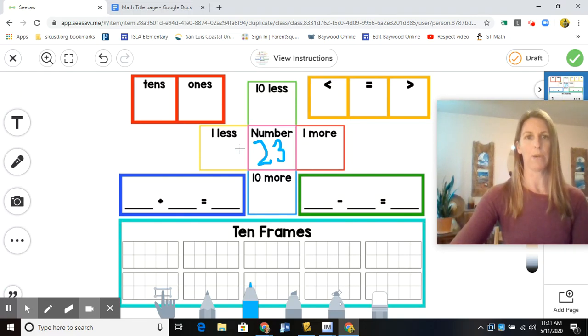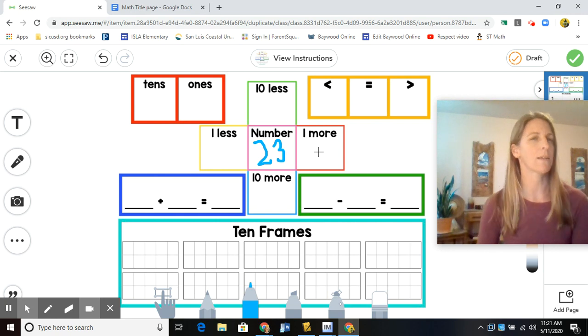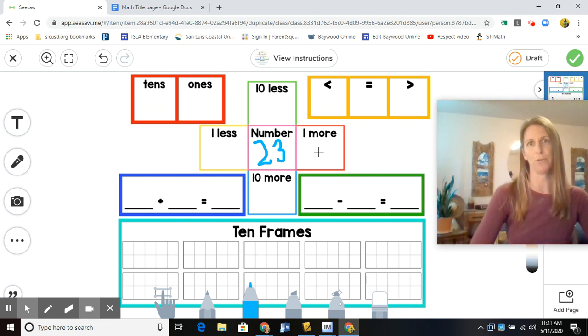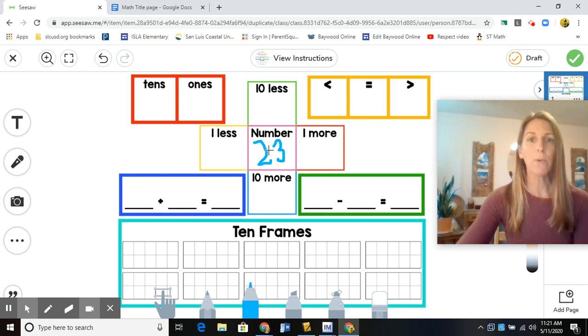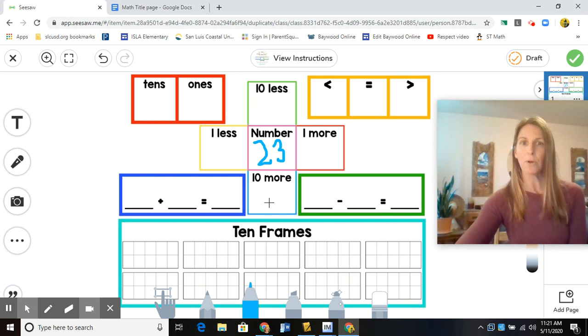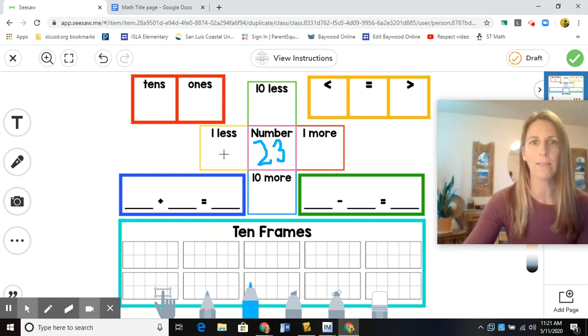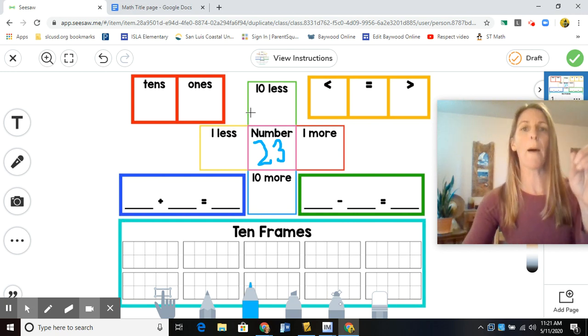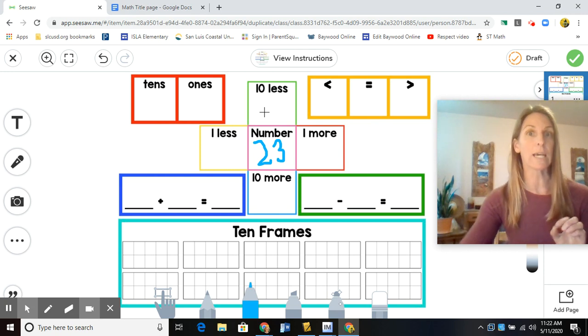It looks like a big plus sign. Does it look at all familiar to you? Oh yeah, it's taken straight from the 120 chart. Look at this. They want the number that's 10 less. They want the number that's 10 more. They want the number that's 1 less and the number that's 1 more than 23.